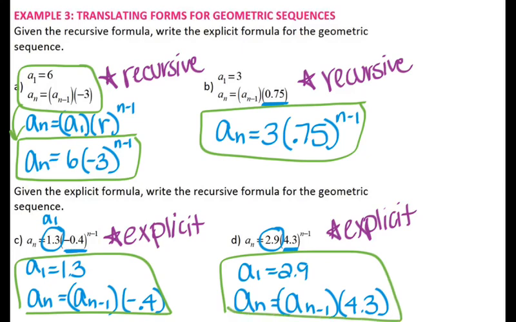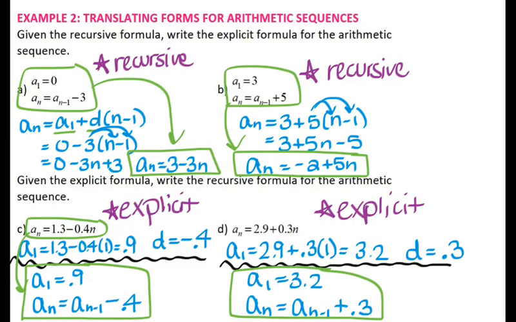Alright, so for geometric, when we look at the explicit formulas, the first term is already presented to us. So for this one, our first term was 2.9. It was already in the formula, which is why it's easy to do. If we go back to arithmetic sequences and we look at this explicit formula that I am circling in black, our first term was not listed, okay? Our first term is not 1.3. Try not to make that mistake. Our first term we have to find by putting in 1 for n.